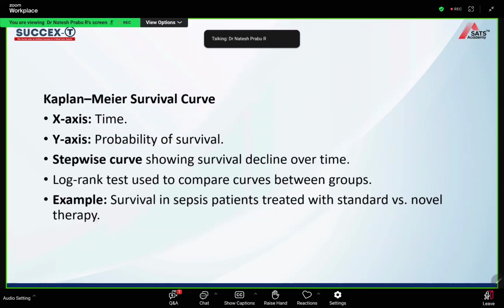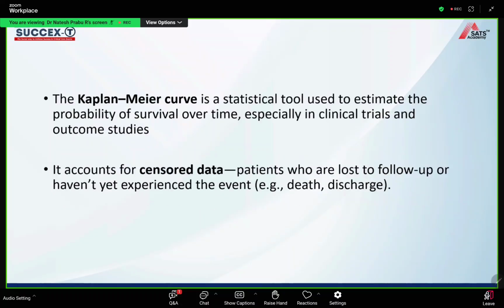Next, coming on to the Kaplan-Meier survival curve, we have an x-axis and a y-axis. The x-axis is time, and the y-axis is probability of survival. It is a stepwise curve, which shows survival decline over time. This is used to estimate the probability of survival over time, especially in clinical trials and outcome studies, and accounts for censored data. These are patients who are lost to follow-up or haven't yet experienced the event, that is, death or discharge.